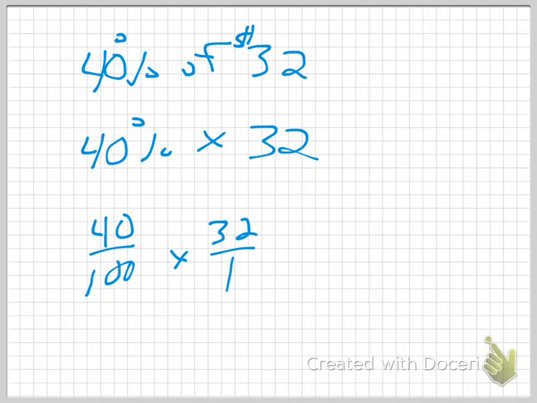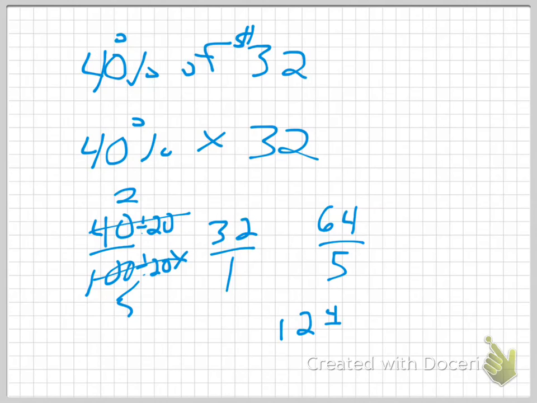Can I reduce anything? Yes. Can I reduce anything else? 64 fifths. What do I do with that thing? No, I have to divide it, right? I have to divide it. It comes out to 12 and 4/5, which we're talking about dollars, though.